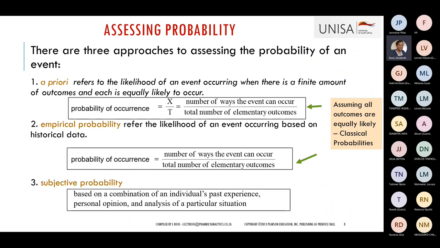Now, the last one, which is subjective probability, is based on the researcher's opinion. So as a researcher, I can state what probability I want to work with or what kind of an event, because this will be based on my previous experiences. So subjective probability is based on the combination of your individual past experience, personal opinion, and analysis of a particular situation. So as a researcher, you will base the probability on things that you have experienced before, or have observed before, or it is of your personal opinion.